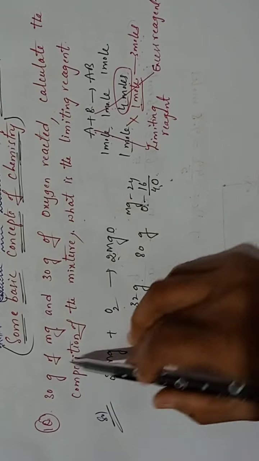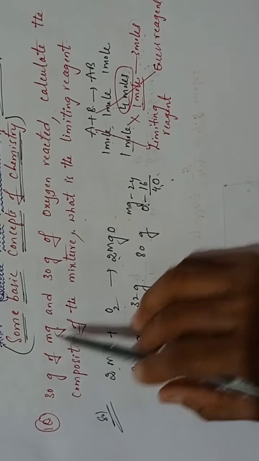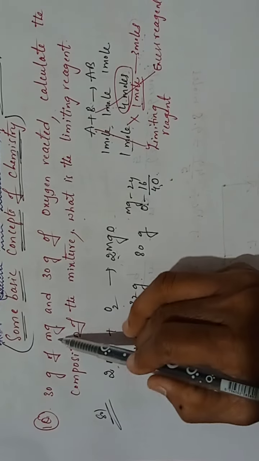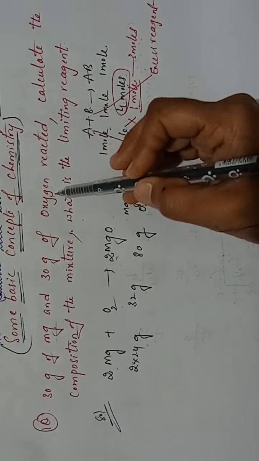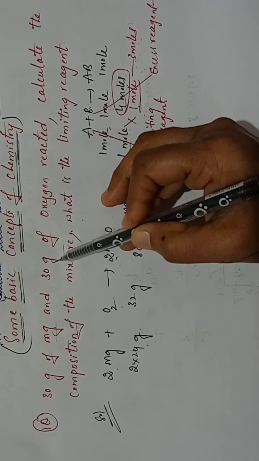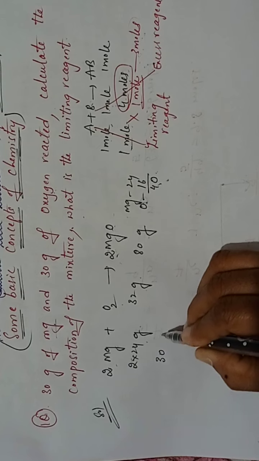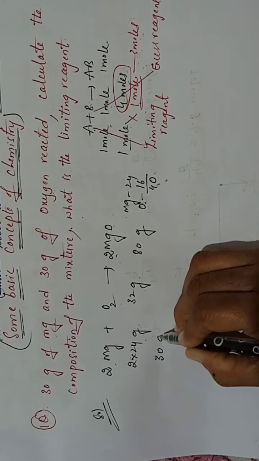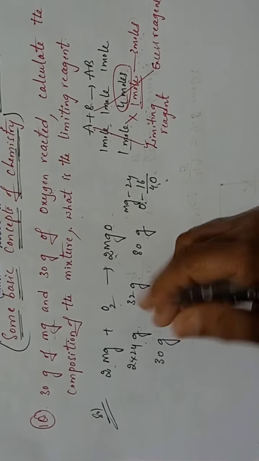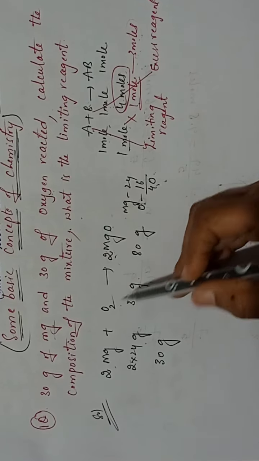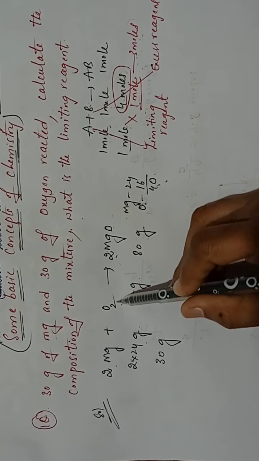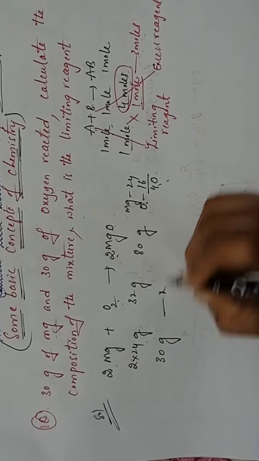Now, according to the question, what is given, students? But here I don't know which is the limiting and excess reagent. Completely the magnesium weight is given, and the oxygen weight is also given. Now first I am taking the magnesium weight. So 30 grams of magnesium is required. How many grams of oxygen am I going to calculate, students?